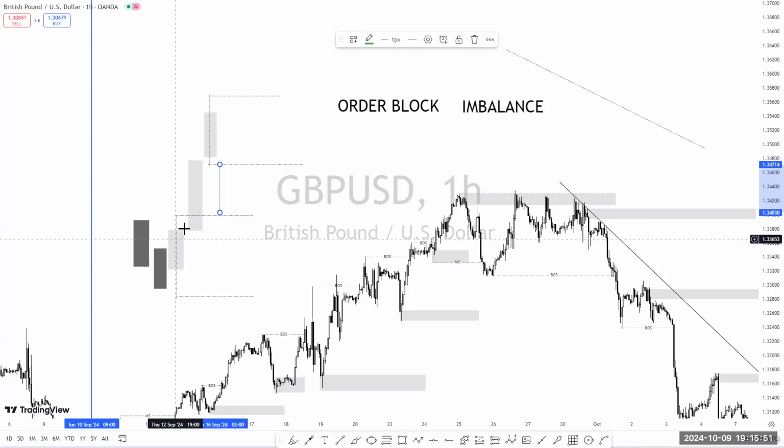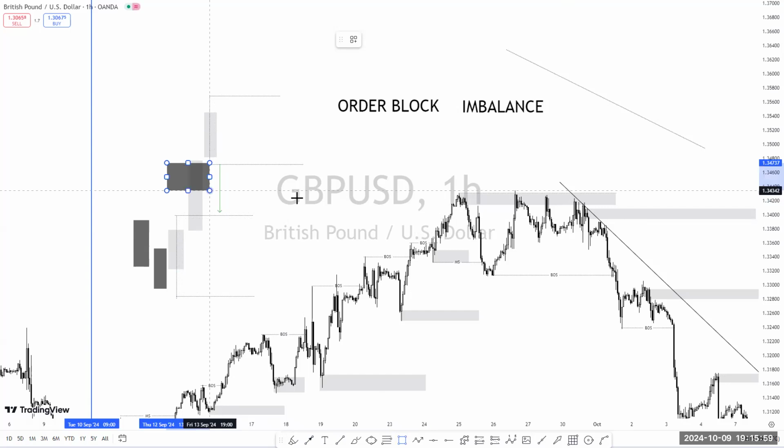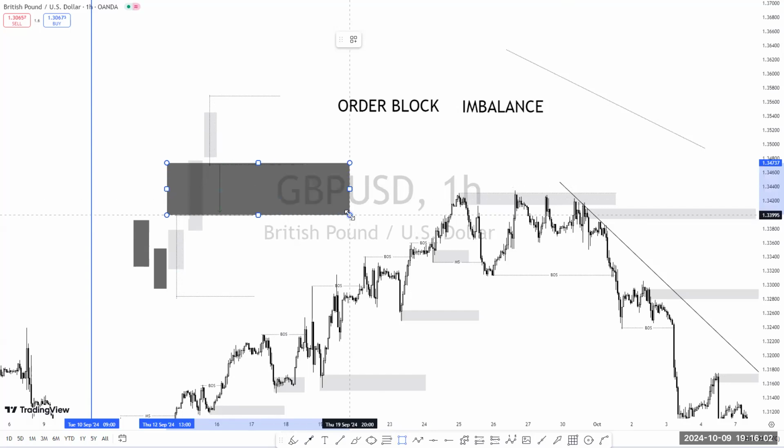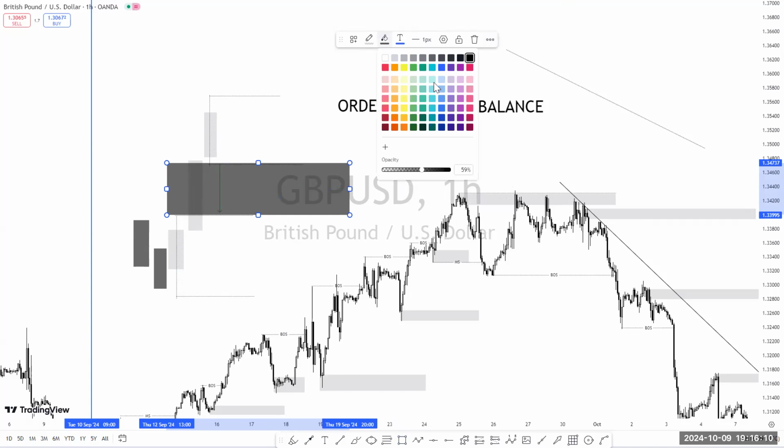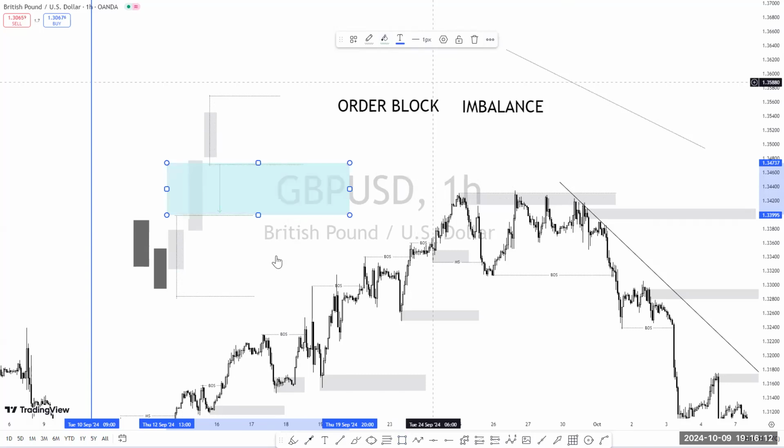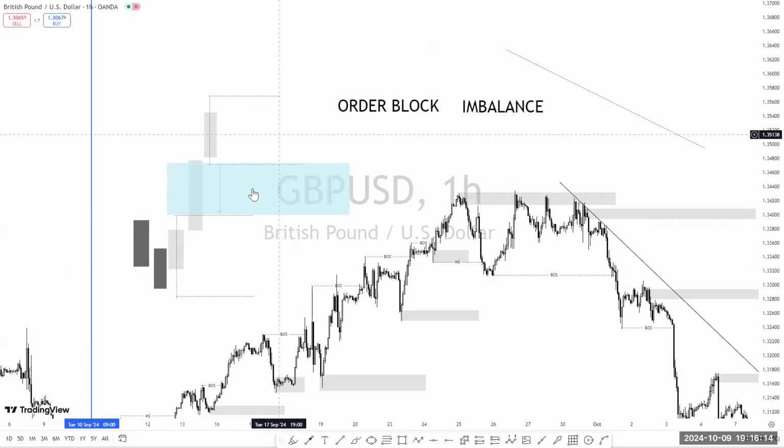So we have one, two, three candles. If you are to mark the fair value gap, this is how you mark your fair value gap, from this particular wick to this particular wick. This is how you mark. I need to change the color of this wick, let me change it to this color. So now we have an imbalance.